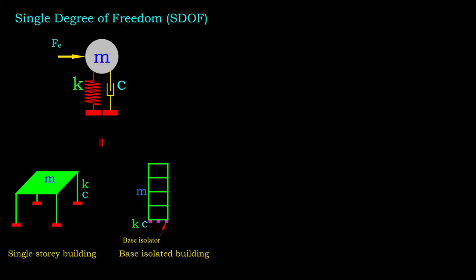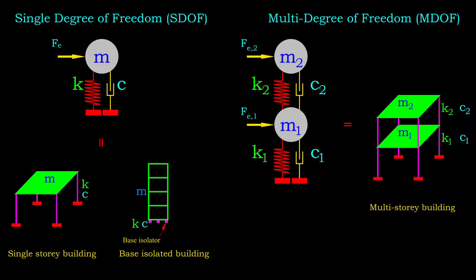One of the real-life examples for an SDOF system is a building equipped with a base isolation system. The mass component is contributed by the entire building, while both stiffness and damping components are provided by the base isolators. Unlike SDOF, a multi-degree of freedom (MDOF) system is more complicated.